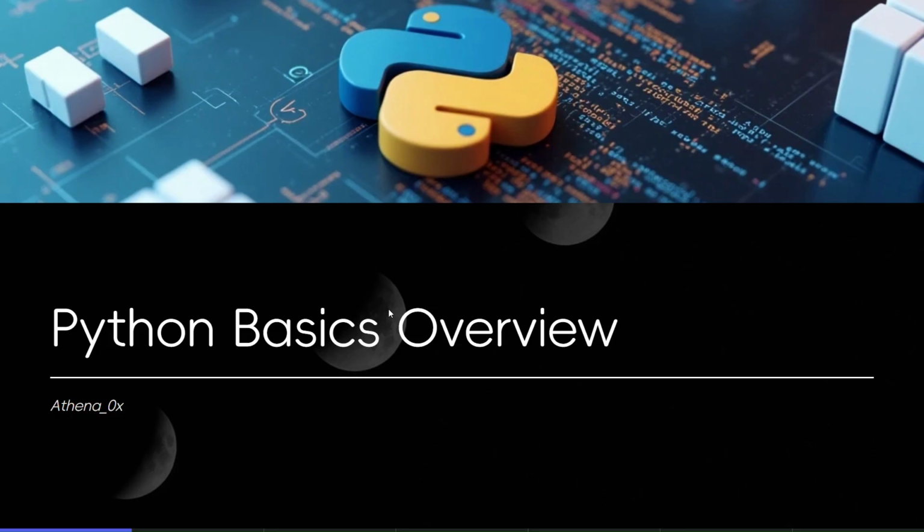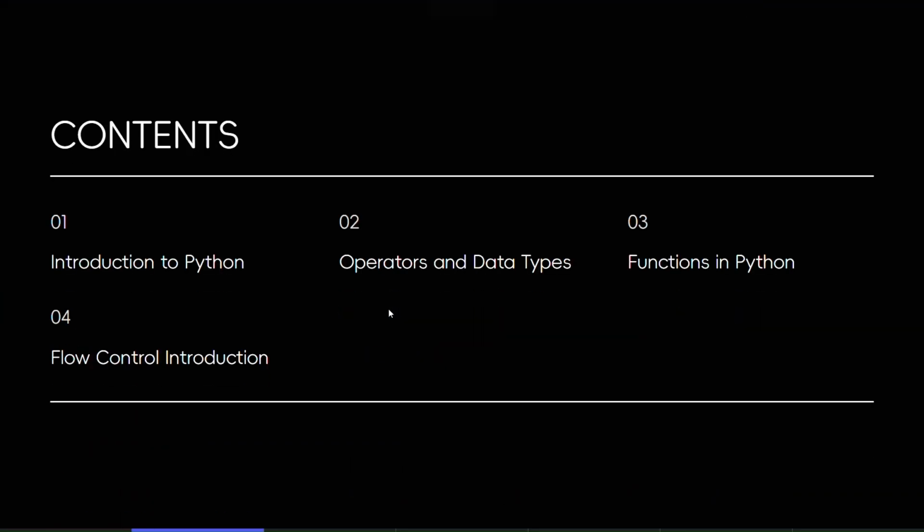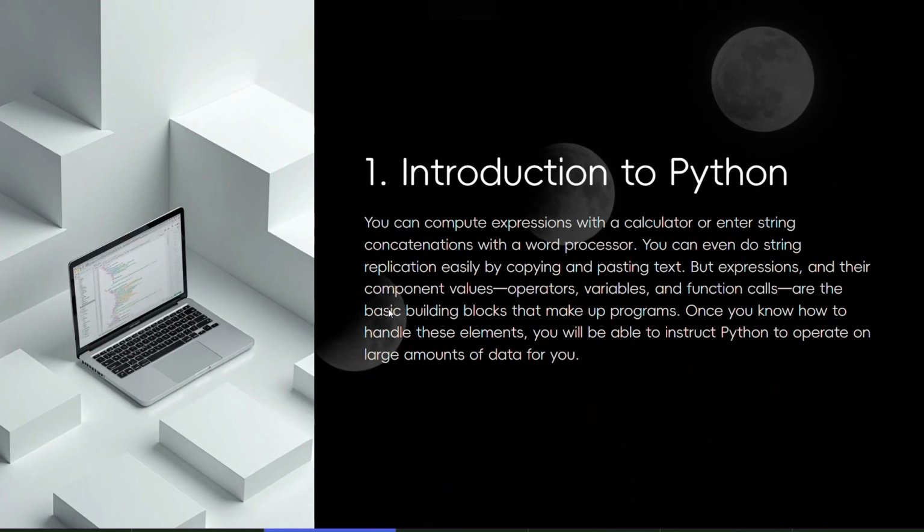So this is the Python basic overview. The contents will be a simple introduction to Python, operators and data types, and functions in Python, not the basics of functions in depth, just like the print and random functions. We are just going to get to know the basic functions, and in upcoming videos we will get into the detail of each and every topic. And the last one is the flow control introduction. We will just introduce what flow control is.